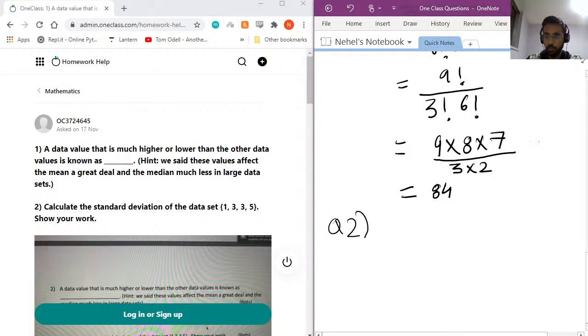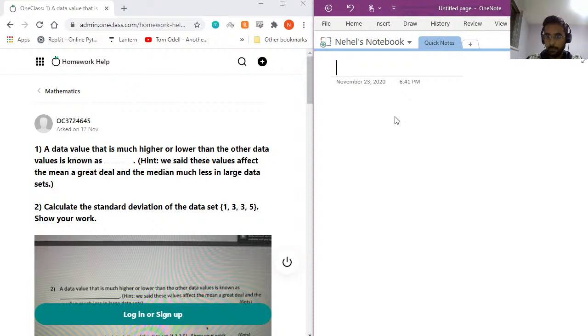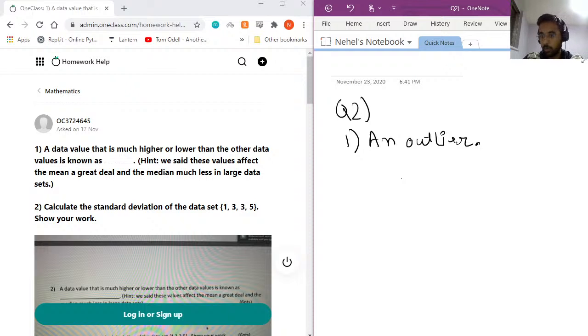Actually, I'm going to go to a new page just so it's clear. So the answer was an outlier. So what exactly is an outlier? An outlier is a data point in a data set which falls drastically away from the other data.